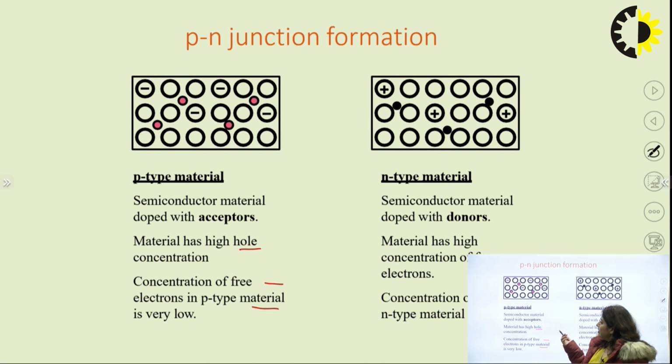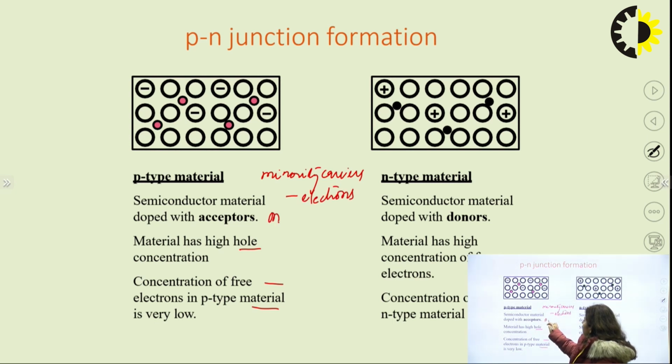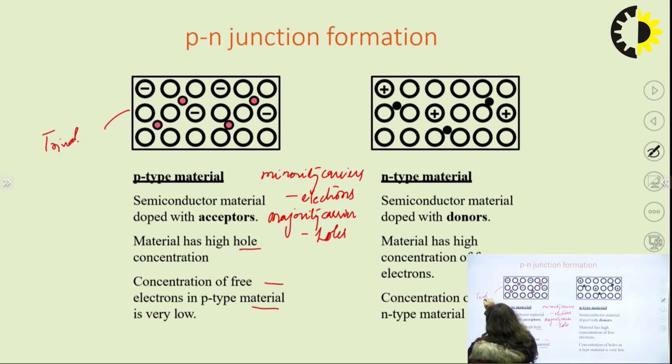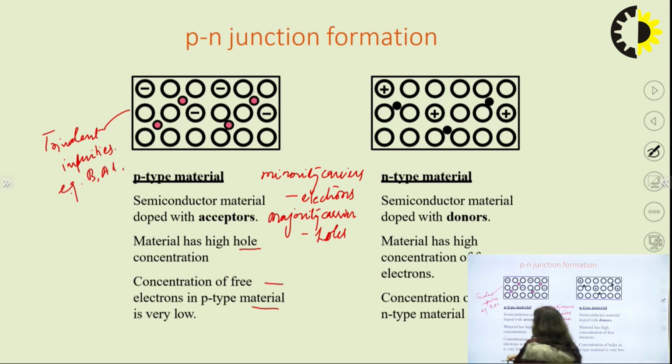So in the P type of material, we can see two points: minority carriers are basically electrons and majority carriers here are holes. And what do we have to add? We have to add trivalent impurities, for example trivalent impurities like boron, aluminum, etc. We can include trivalent impurities in a pure or intrinsic form of semiconductor, and with this doping of the impurities, we can create our P type of material.